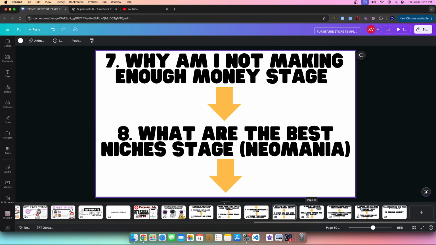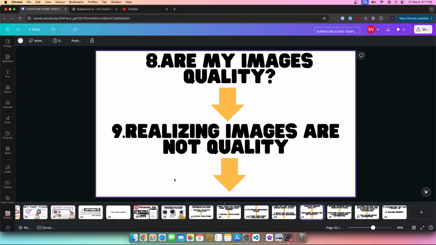And then what happens is, after they try different niches, they start looking at their images and they ask themselves, are my images decent quality? They'll be looking at their images, looking at different competitor images, and they'll start saying, well, why don't my images look like those images? And they'll get to the phase where they're realizing, well, my images are not as good as they should be. And this is the first stage in this whole process where they start to realize that they're doing something wrong.